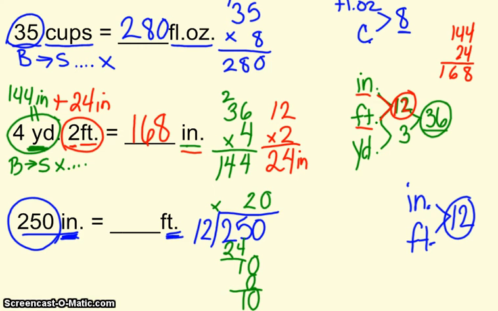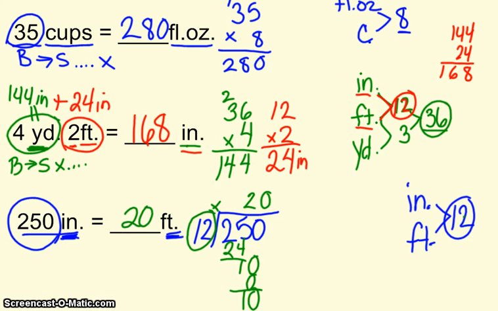What did I just solve? Well, I know that 12 inches make 1 foot. I was checking to see how many feet are in 250 inches, remembering that 12 inches is equal to a foot. So, I found out that 20 groups of 12 feet are in 250 inches. So, I come out with the answer of 20 feet.